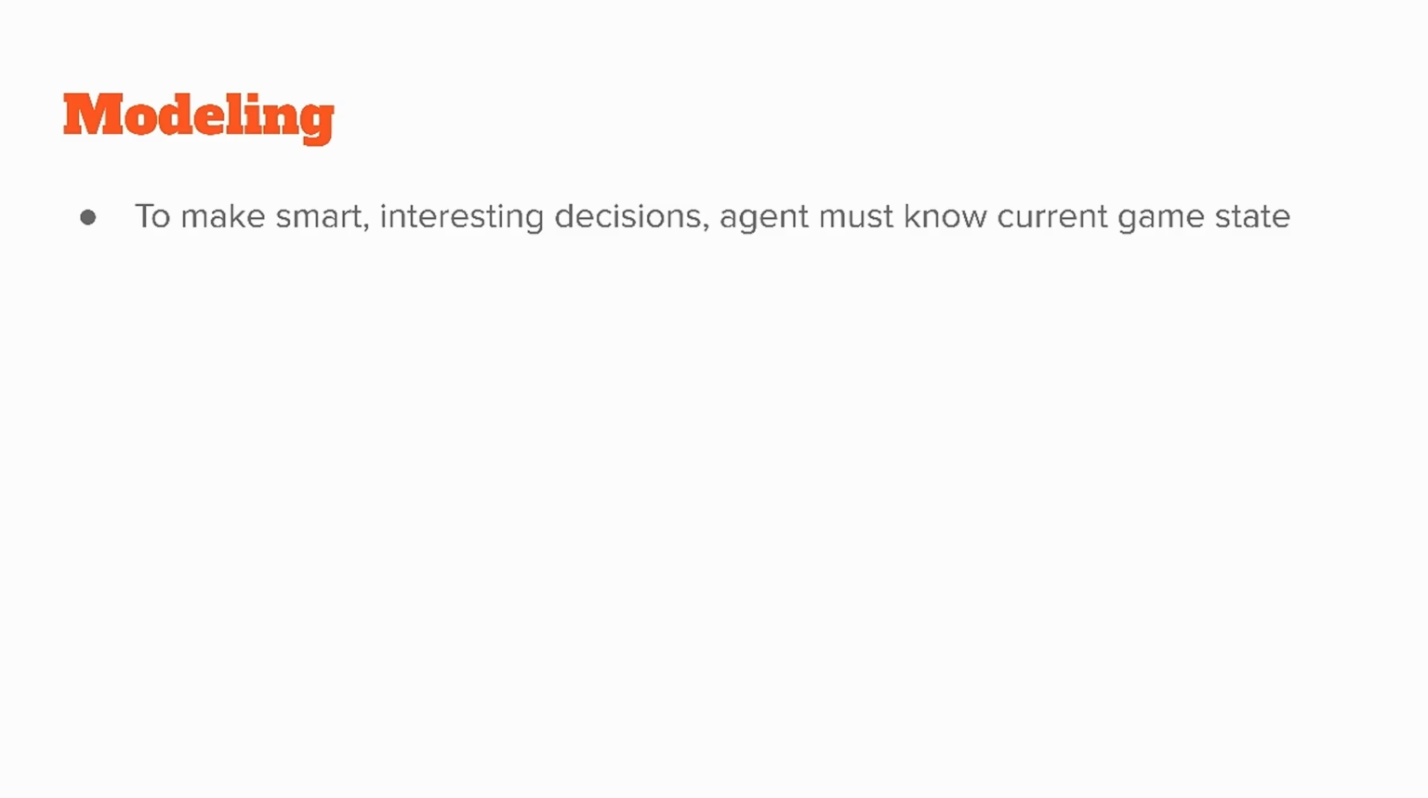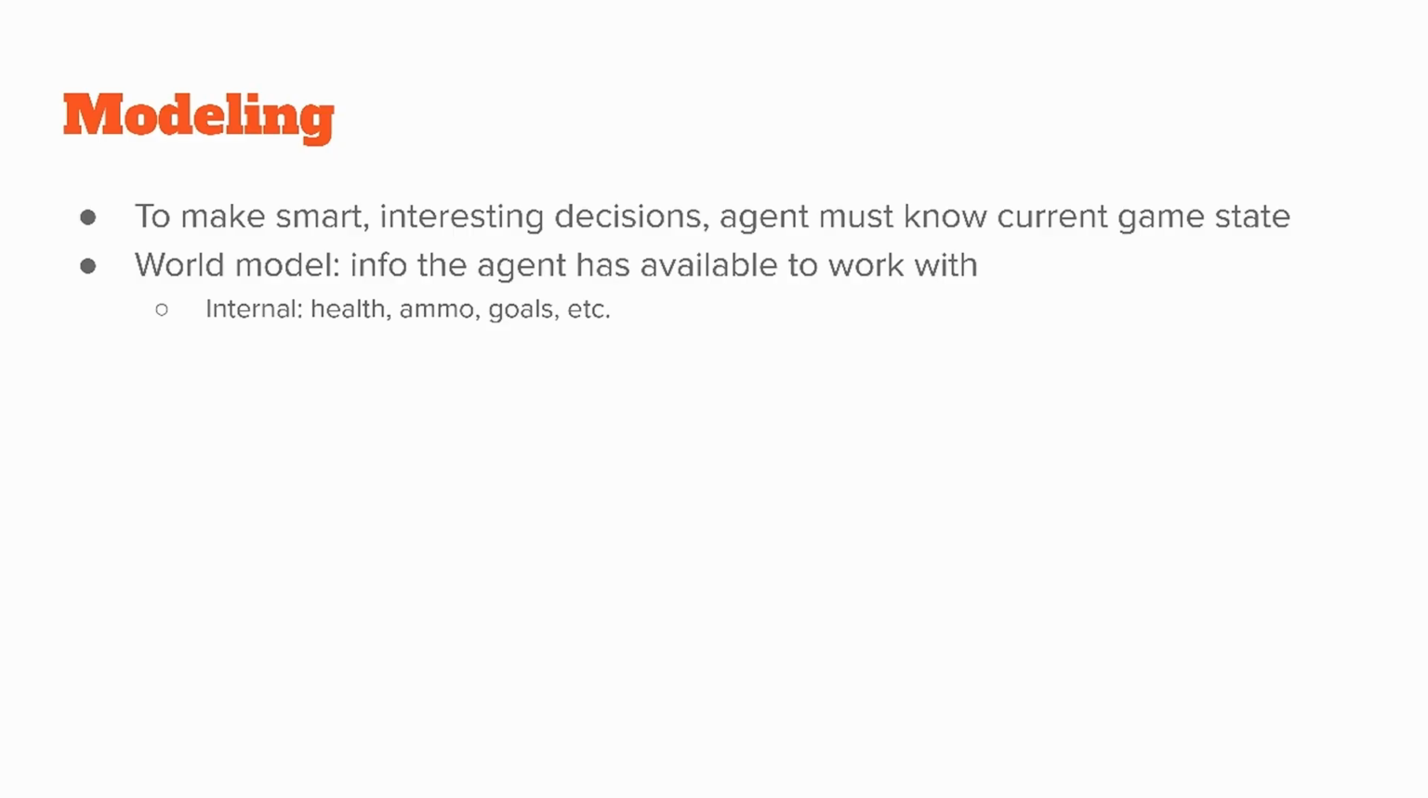The way you go about deciding what to do is having your agent know what the current game state is. And that is called the world model. And it involves internal information like how much health do I have? How much ammo do I have? What do I want to accomplish? And external information, such as how is this level laid out, or what are the pieces on the game board if you're doing a board game style game like chess or checkers.